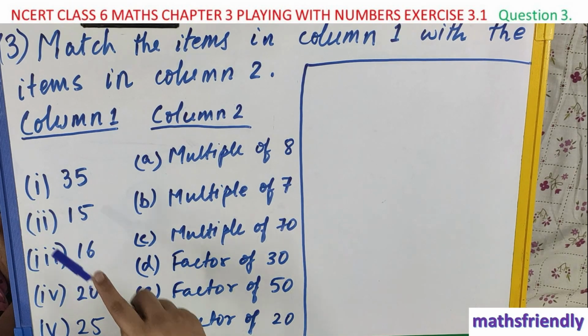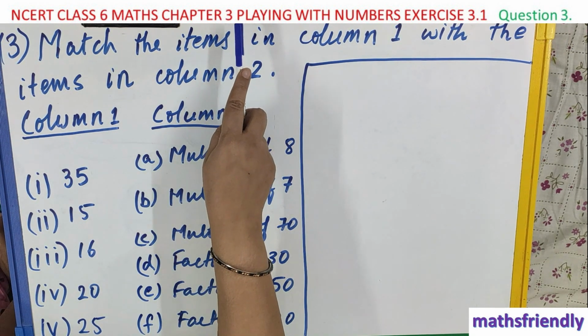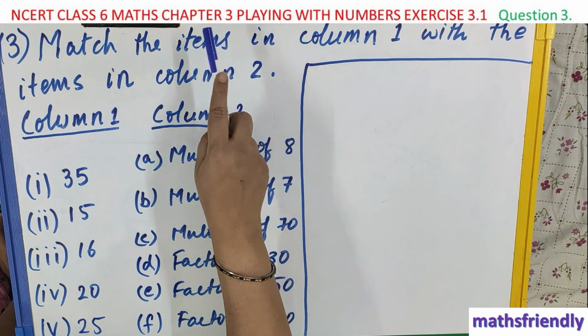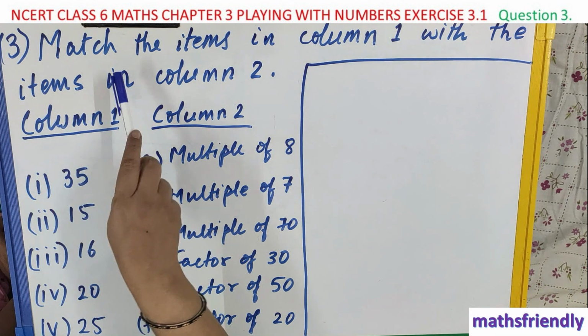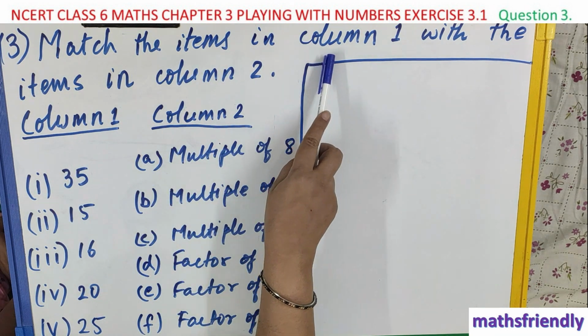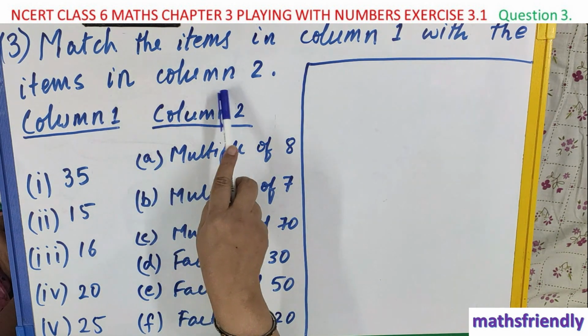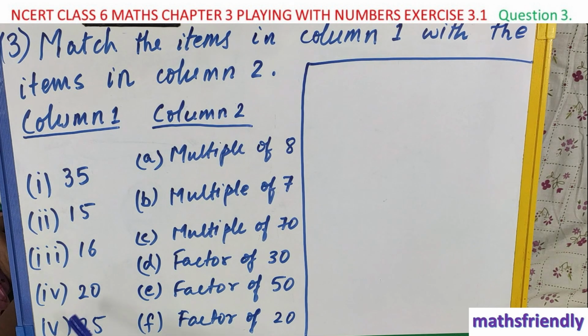In today's class we will do question number 3 of exercise 3.1 from chapter number 3, which is Playing with Numbers, from the 6th class maths NCERT book. Now let us read what this question is. Match the items in column A with items in column B. In column A some items are given: 35, 15, 16, 20 and 25.